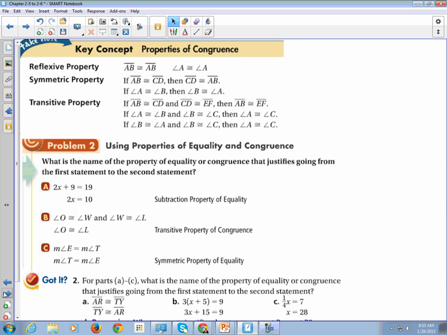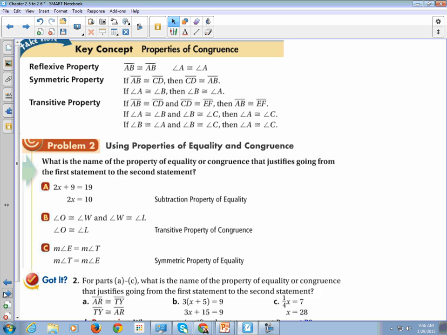Okay, so let's see our properties of congruence. So for the reflexive property, it says that line segment AB is congruent to line segment AB. Angle A is congruent to angle A. Symmetric property says if line segment AB is congruent to line segment CD, then you can write that with CD first. So line segment CD is congruent to line segment AB. And that works for the angles too. If angle A is congruent to angle B, then angle B is congruent to angle A.